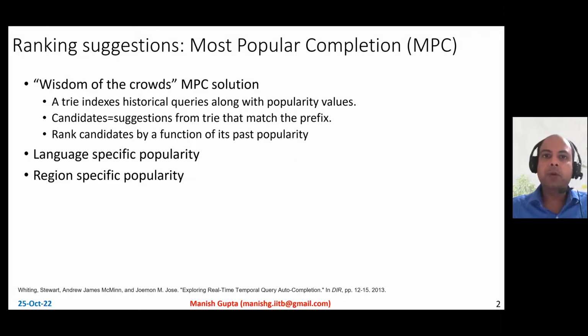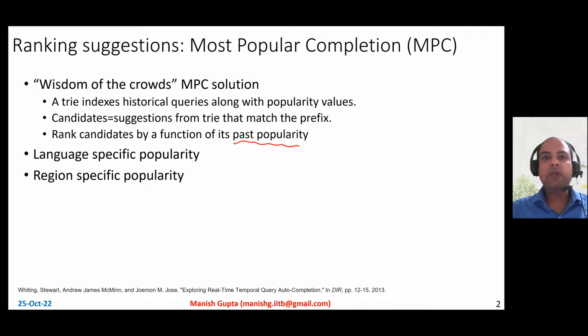You also store the popularity values associated with those queries. So if a query was fired on the search engine 10,000 times, you would store that number along with the query in the try. When a user types a particular prefix, which is a partial query, let's say the user types AM, then you would figure out all the candidates from the try that match the prefix AM. For example, it could be Amazon, Amitabh Bachchan, American Airlines, and so on. And then you would rank them by the past popularity and show those ranked suggestions.